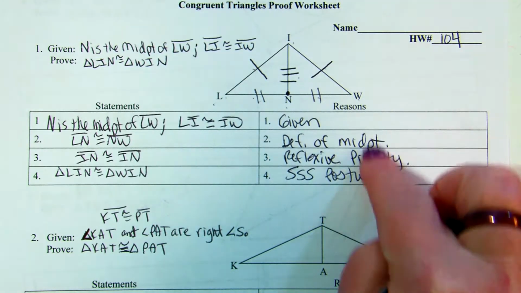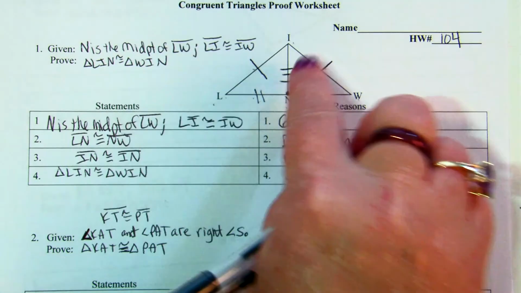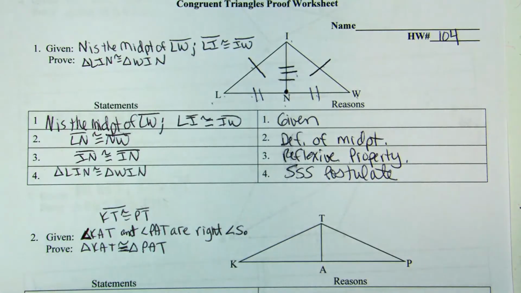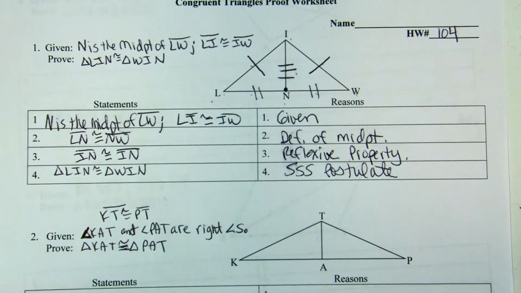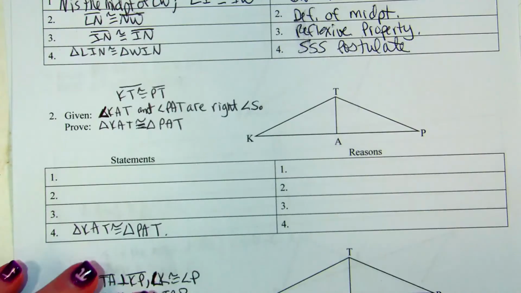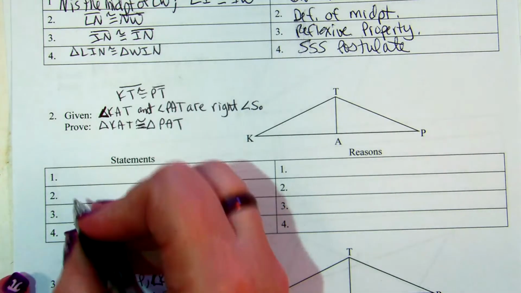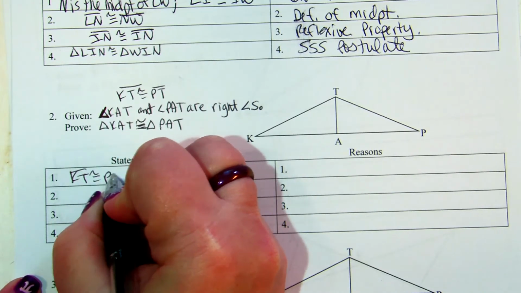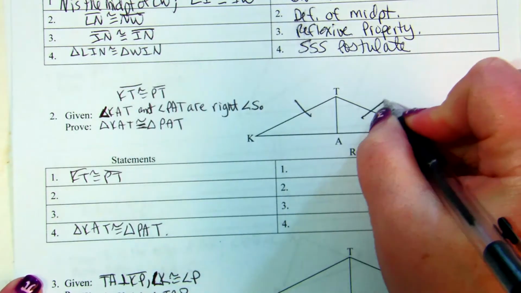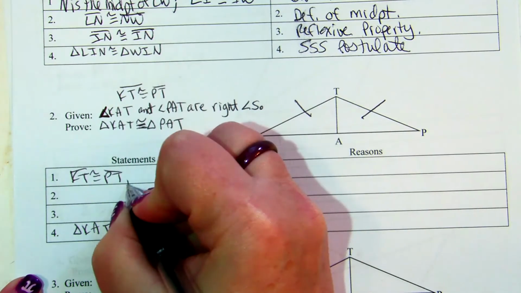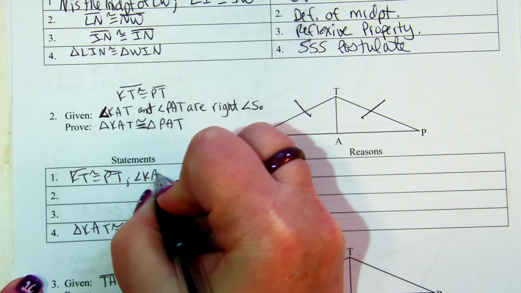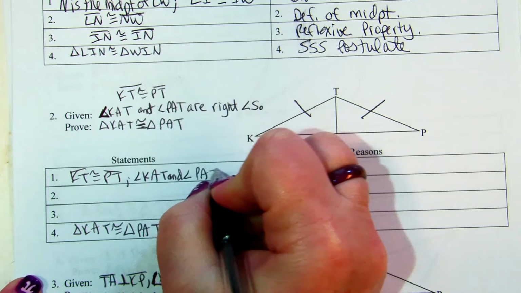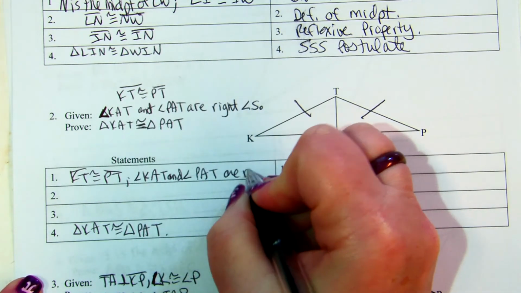And these 2 steps can actually be switched. You can do the reflexive property first and then do the definition of midpoint second. The order of those 2 doesn't matter. The next one says KT is congruent to PT, KT and PT, and angle KAT and angle PAT are right angles.